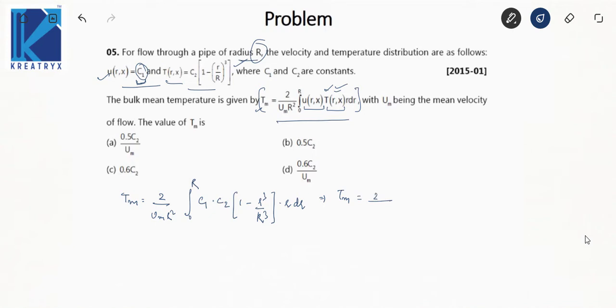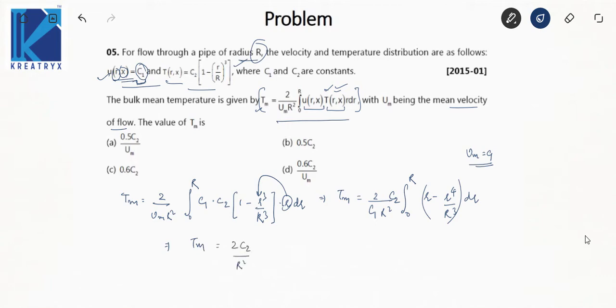What will be the value of um, being the mean velocity of flow? I told you above that u is constant, it is not dependent upon r, nor on x, so um will also be equal to C1. So 2 C1 upon R square, integral 0 to R. C2 I will take outside of the integration, and I will multiply this r with this bracket: r minus r raised to the power 4 upon R cube, dr.